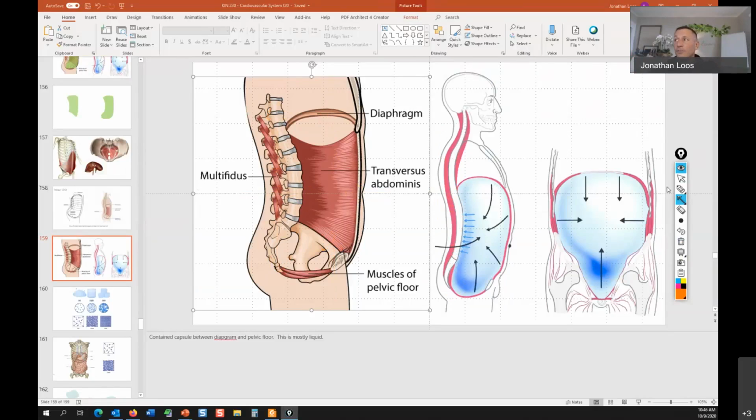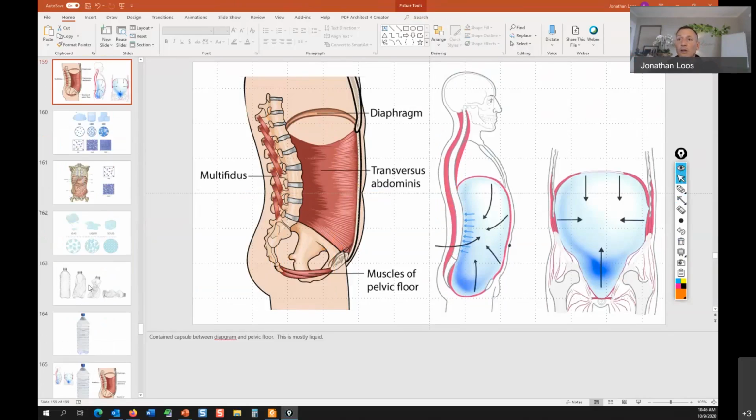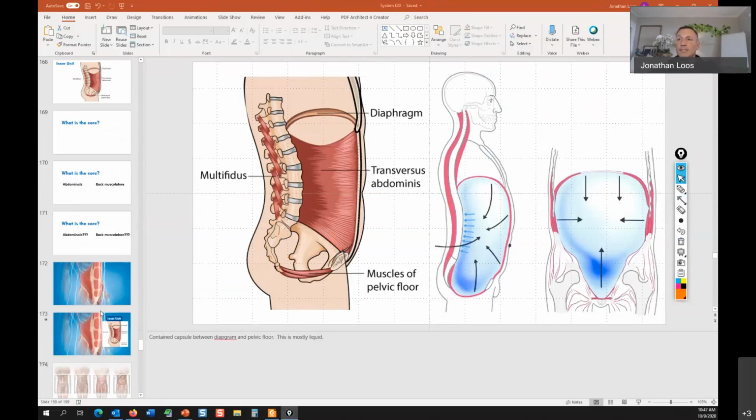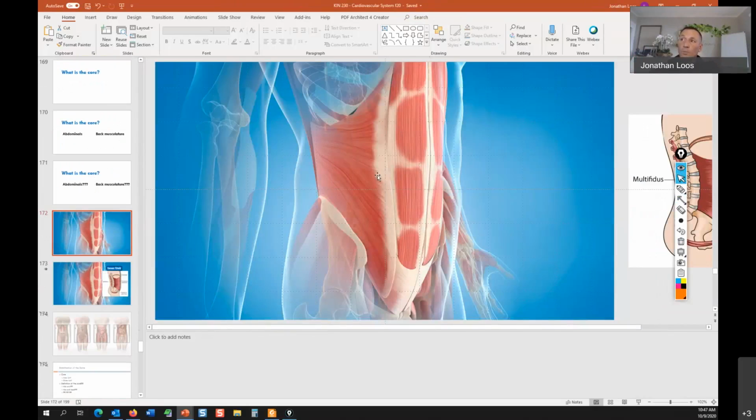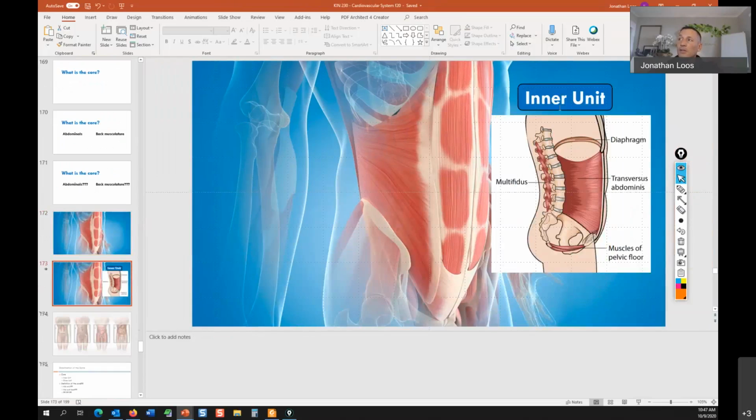And this is where you can have people that have really strong rectus abdominis and really strong obliques, and they do sit-ups all day, but that's not the inner unit. This is where when someone is diagnosed with a weak core or they need to do some core work, it's not the abdominals, it's not the obliques, it's the transverse abdominis, the diaphragm, multifidus, and pelvic floor. It could be the strength of that, but most likely it's the coordination of that that needs to be resolved.